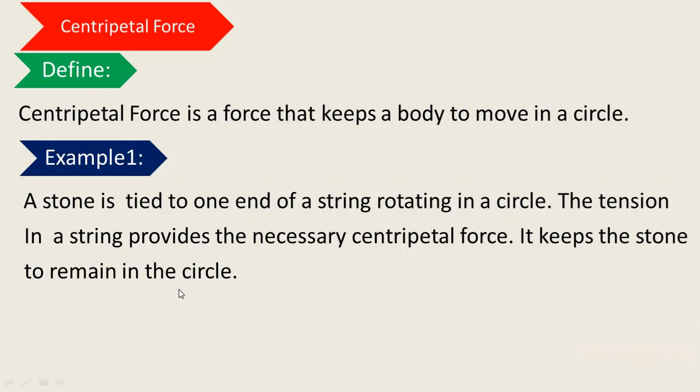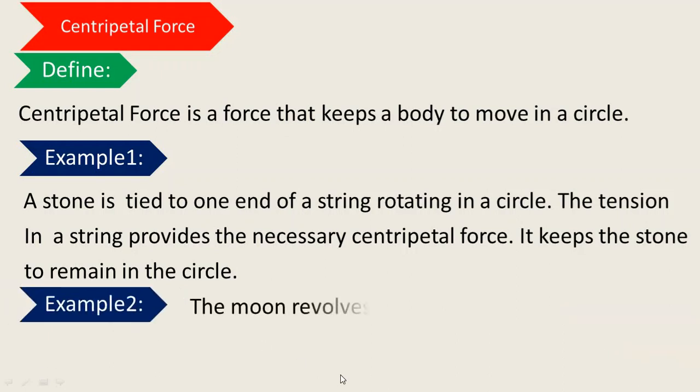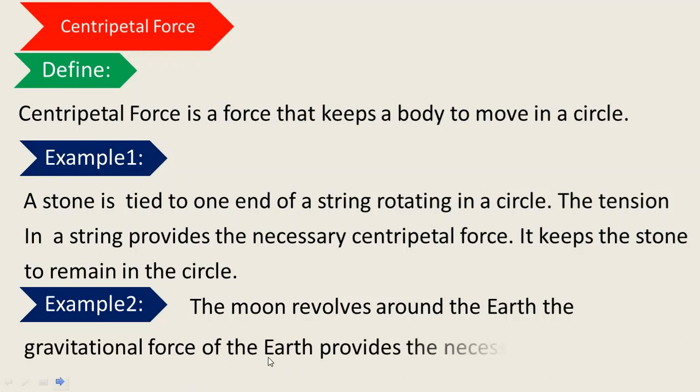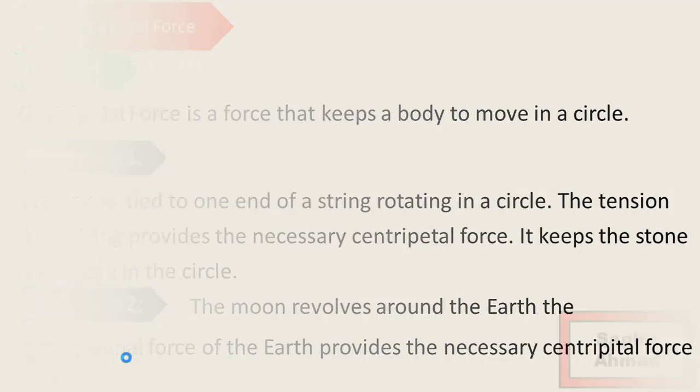Now we take the second example. Example number 2 is the moon revolves around the earth. You know that the moon revolves around the earth. Why? Because the gravitational force of the earth provides the necessary centripetal force. What is gravitational force? The force by which the earth attracts each body is called gravitational force. And the gravitational force of the earth provides the necessary centripetal force in this case.